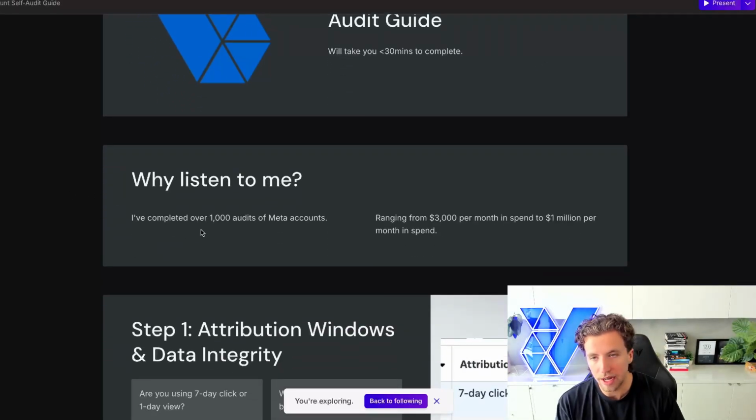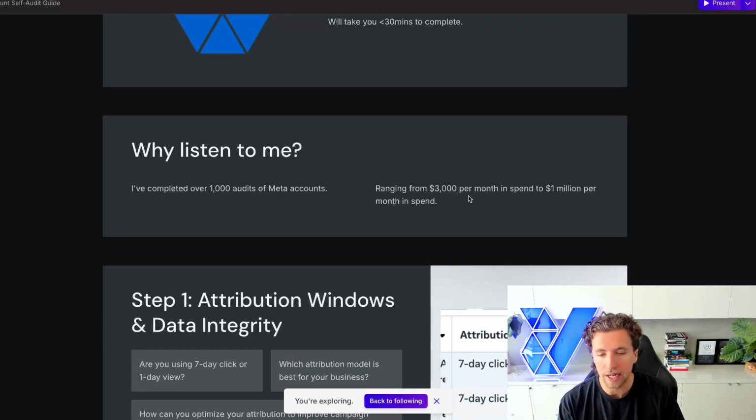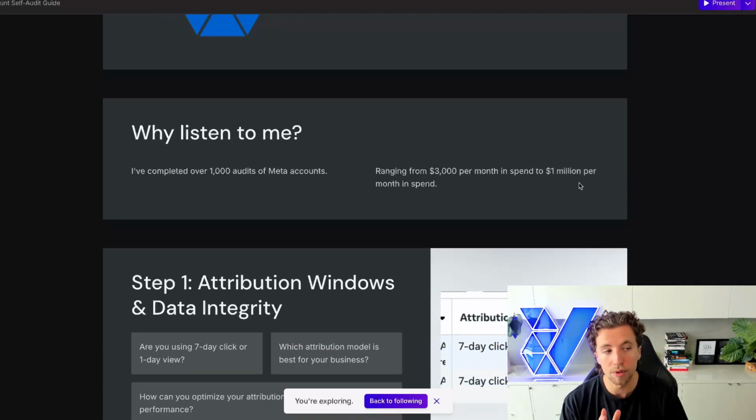Well, it's crazy to even say it, but I've completed over 1,000 audits of Meta ad accounts over the course of the last 5 years, ranging from accounts spending $3,000 a month all the way up to accounts spending $1 million per month on Meta. And so I've seen the entire spectrum. I've seen massive accounts and audited them, provided feedback, as well as entry-level beginner accounts.